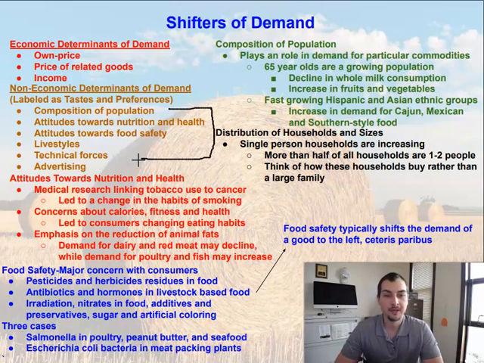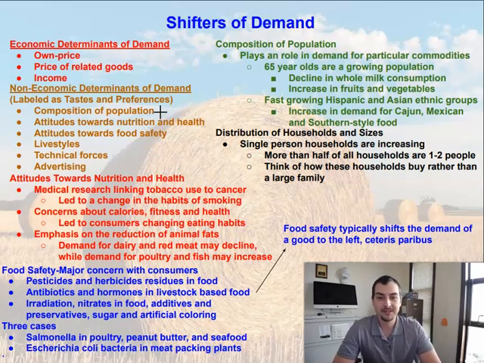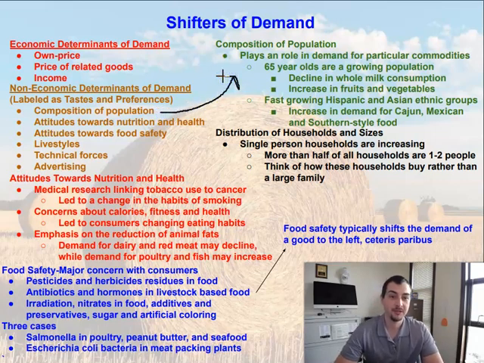We're going to start off with, first but definitely not the best, because they're all more or less equal, the composition of population. The composition of population plays a role in the demand for particular commodities. So let's think about our population, our age groups in the United States. The 65-year-olds are a growing population because of medical advancements. People are living longer, and that particular population is actually growing in size.